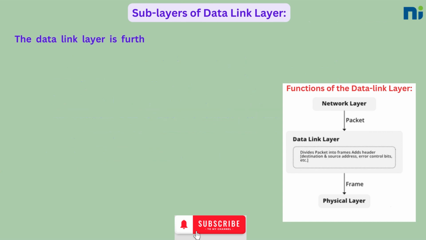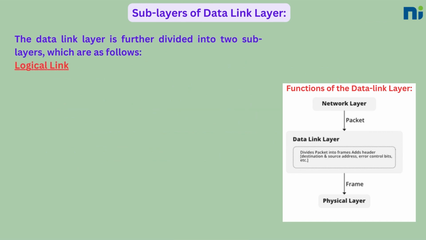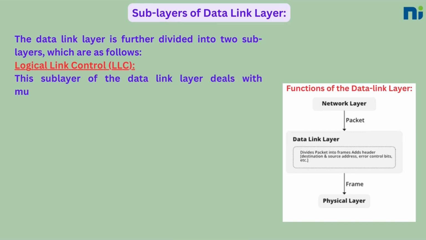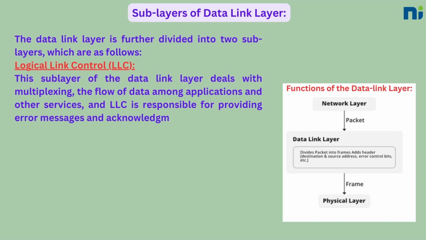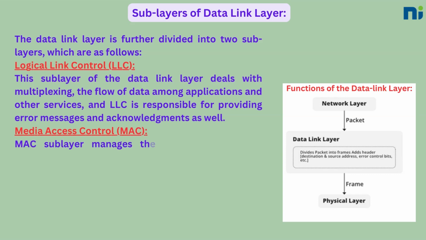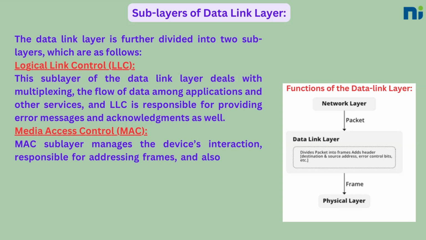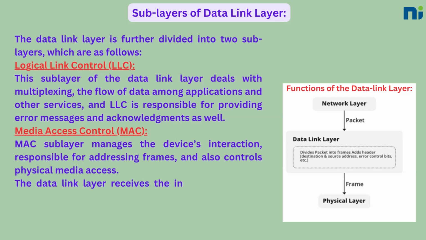Sublayers of data link layer. The data link layer is further divided into two sublayers, which are as follows. Logical link control, LLC. This sublayer of the data link layer deals with multiplexing, the flow of data among applications and other services, and LLC is responsible for providing error messages and acknowledgements as well. Media access control, MAC. MAC sublayer manages the device's interaction, is responsible for addressing frames, and also controls physical media access.